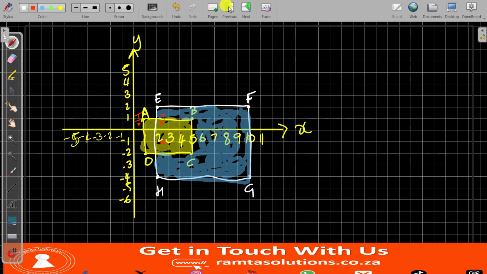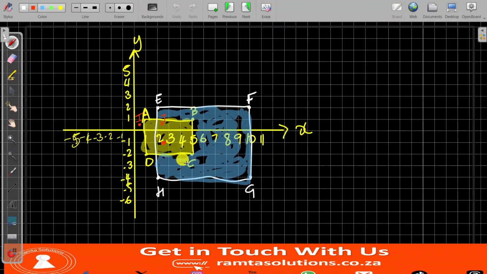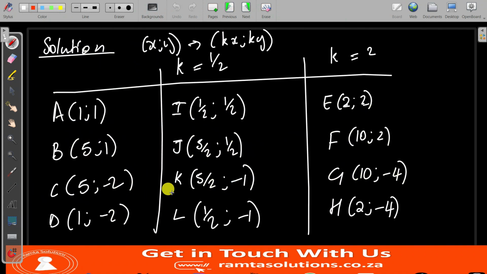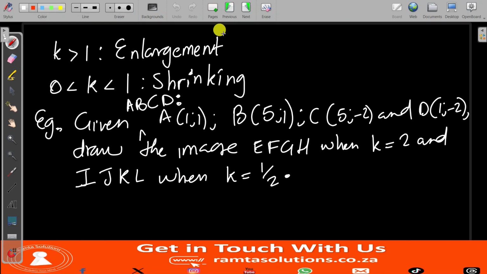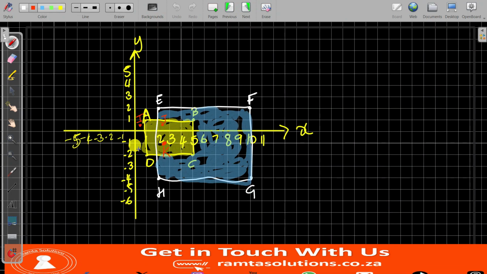Then we go to L, half and negative 1. L is half and negative 1. Here it is. This is L. Now look at this. Do you see this, guys? So this portion here, I can just highlight it. It's okay.